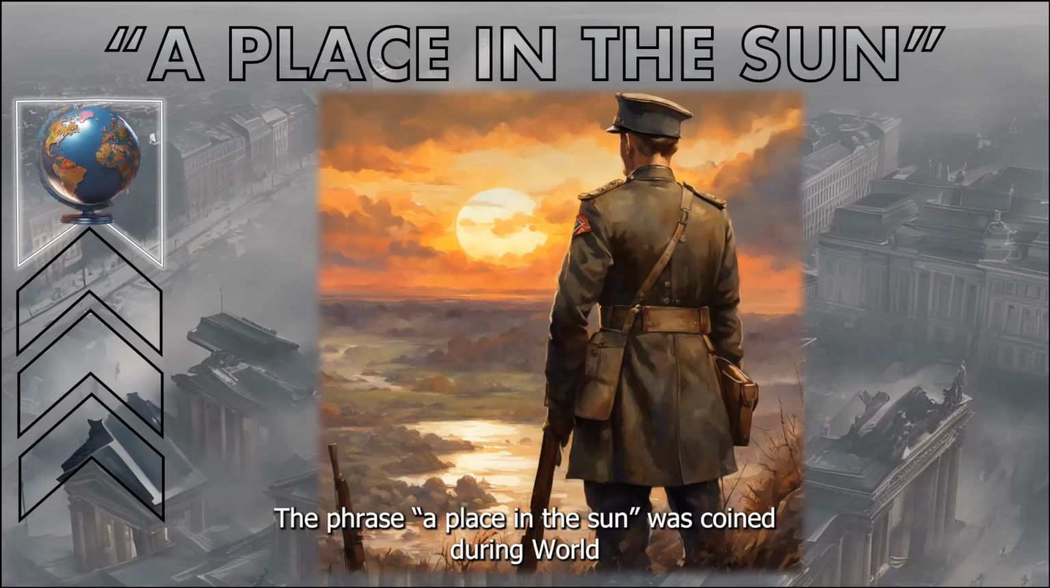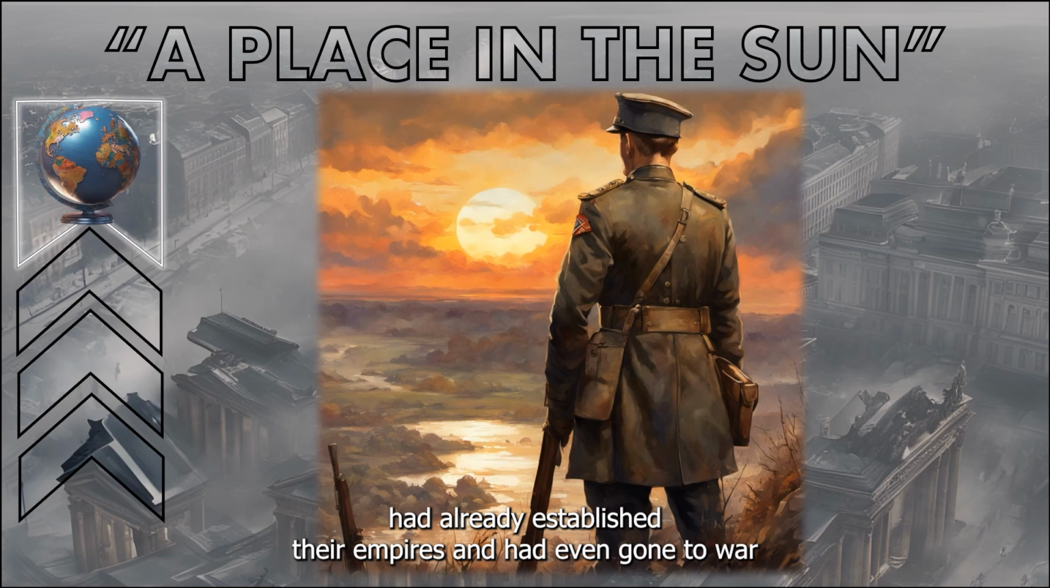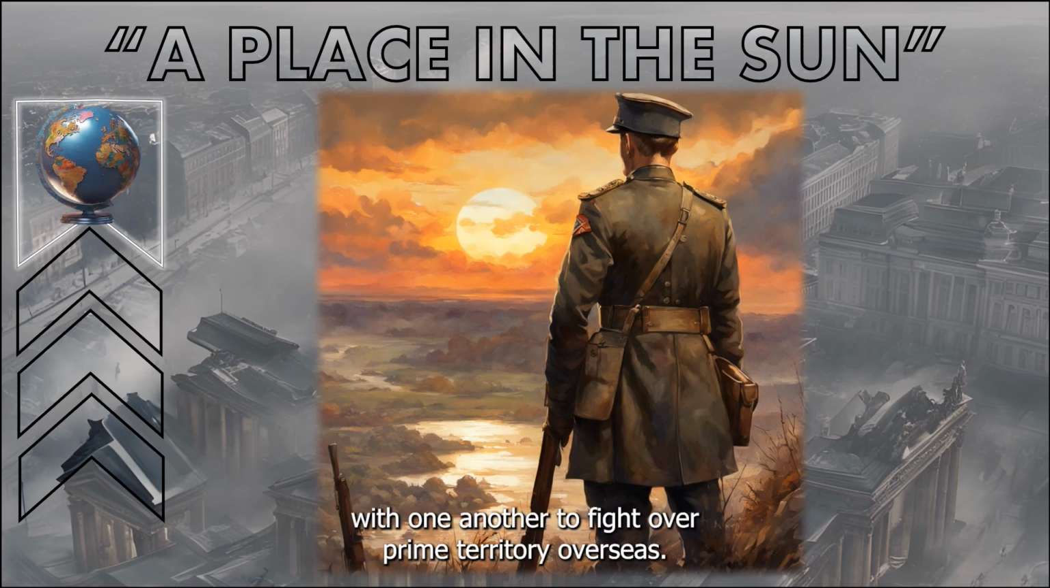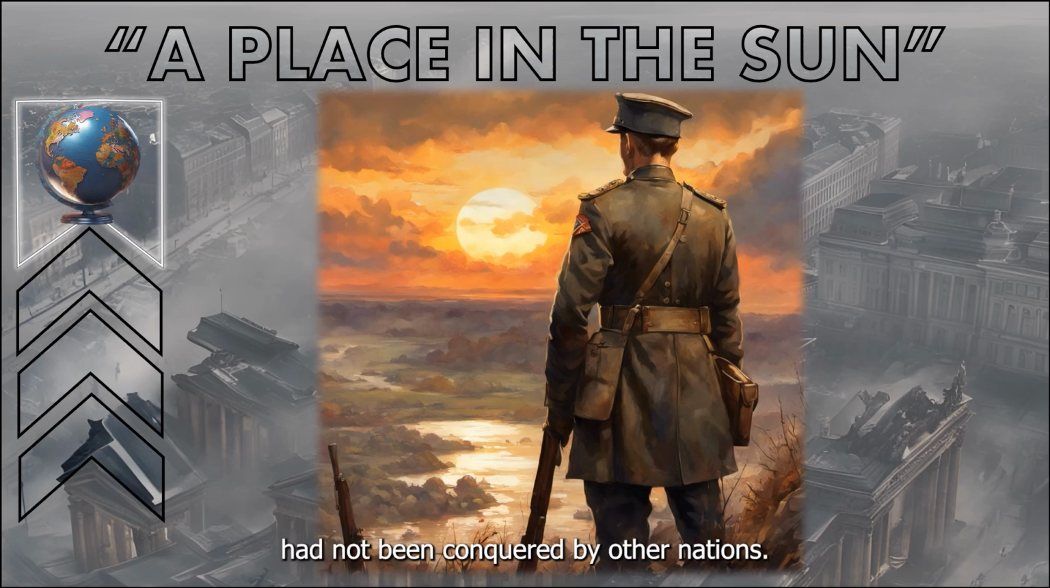The phrase, "a place in the sun," was coined during World War I to describe Kaiser Wilhelm's desire for an empire. By the turn of the 20th century, most European countries had already established their empires and had even gone to war with one another to fight over prime territory overseas. The phrase, "place in the sun," is somewhat derogatory to the fact that Kaiser Wilhelm would need to conquer what little parts of the map had not been conquered by other nations.